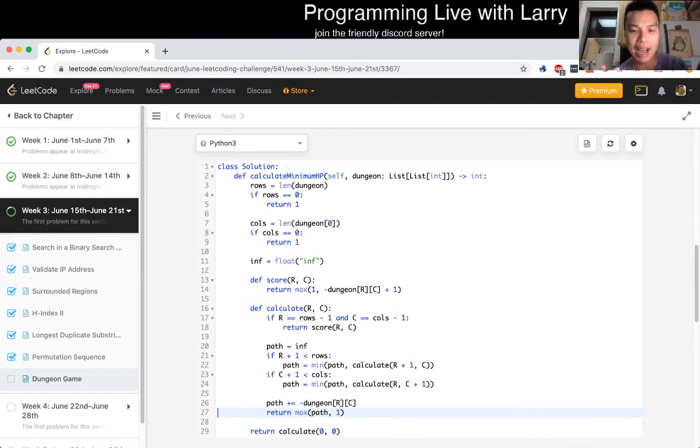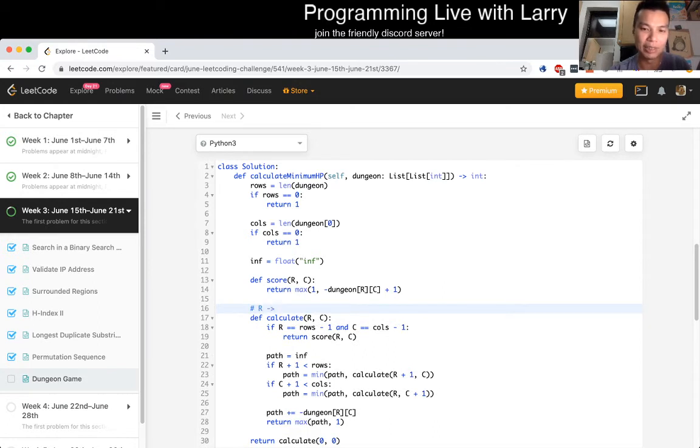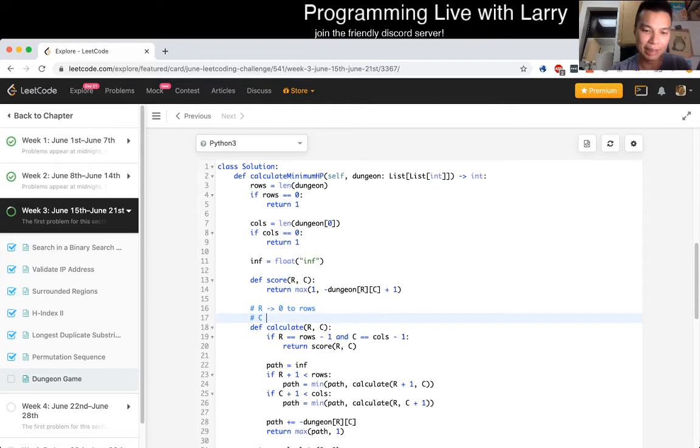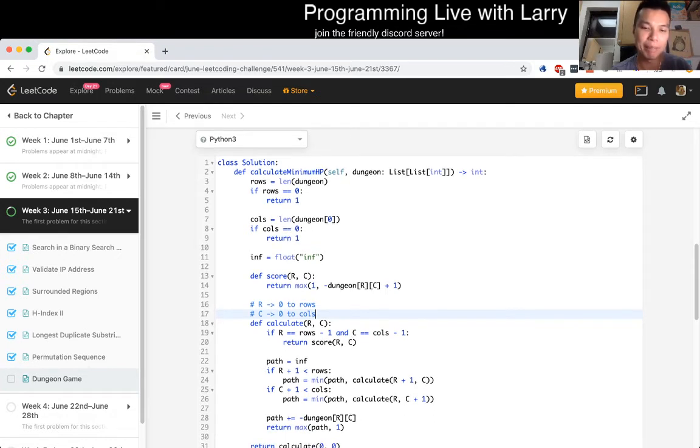So what do we do now is think, well, how do we convert this to memorization? Well, looking at it, R can only be between 0 to rows, right? And C can only be between 0 to columns. So that means that these are all the possible inputs to this function, right?